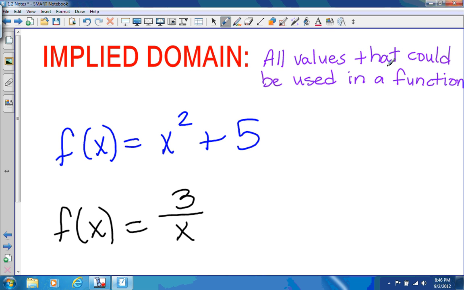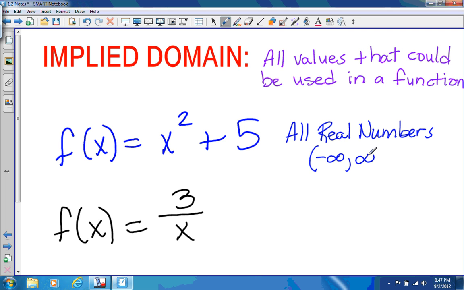Now, when you think about that, the first thing you should always start with when you're trying to figure out what the implied domain is would be all real numbers. In this case, you can substitute anything into this equation and get an answer if it's a real number. So therefore, the implied domain of this particular function would be all real numbers. Now, you might see the domain written as this. That is the same as that. This is just saying from negative infinity to positive infinity.